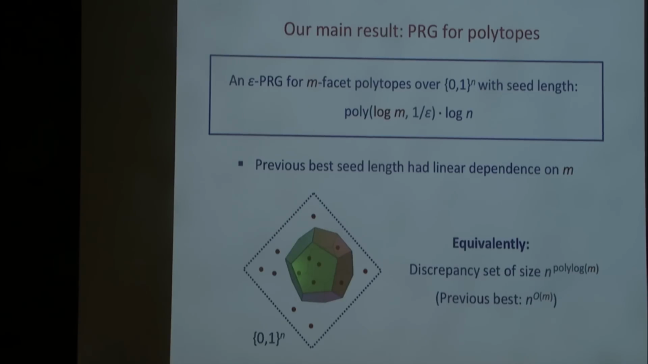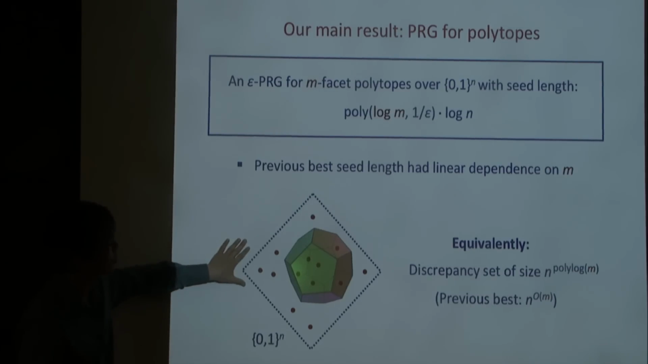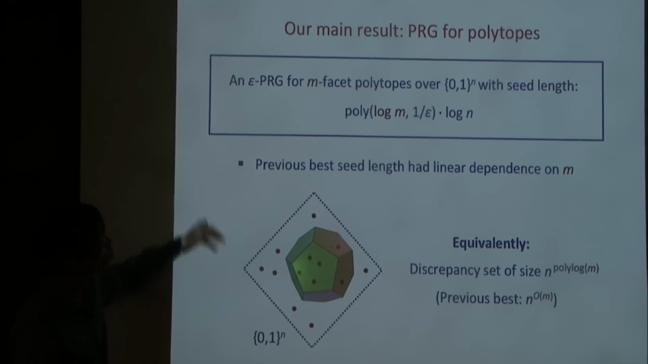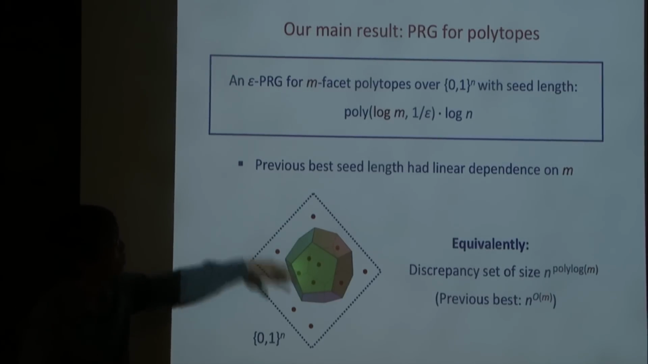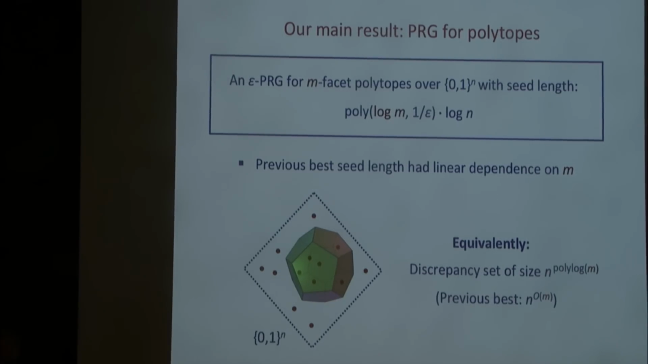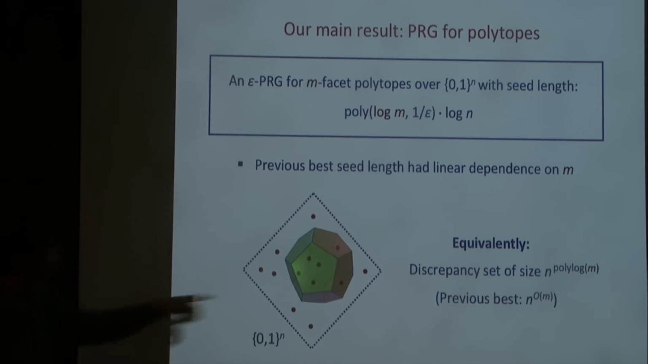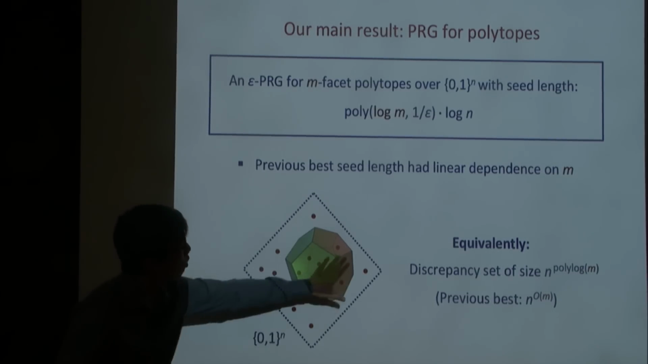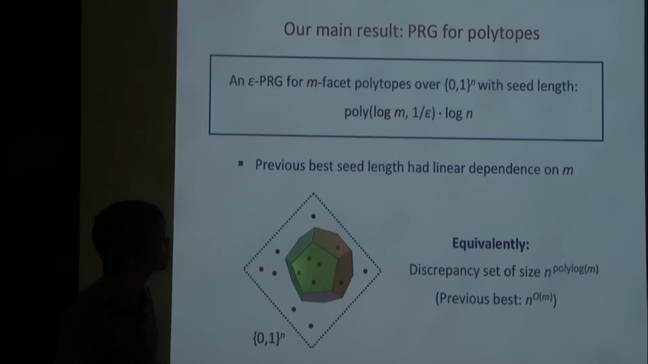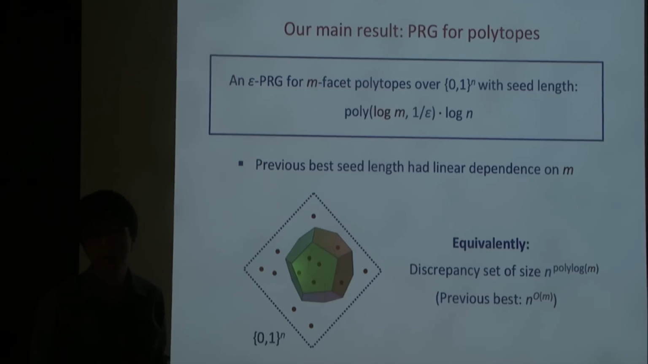So just to say, you can take the exponential. Equivalently, we give an explicit discrepancy set of size n to the polylog m, whereas the previous best size was n to the m. Here the benchmark, the trivial construction, is 2 to the n. So we see the same qualitative difference, just different by an exponential. And touching on what Shai said, this is with epsilon being a constant. It would be nice to get poly in n and m. So we're not there yet.